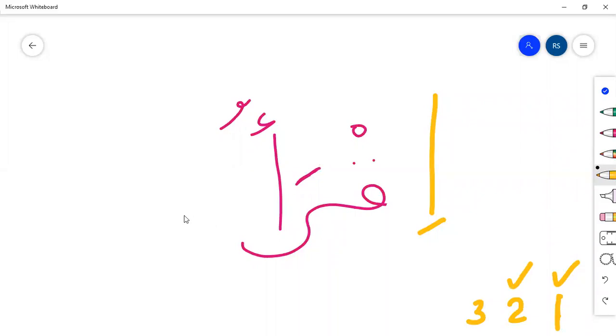Next, third step. I don't know the third step. We remove the last vowel and replace it with the sukoon, okay? Yes. Thank you. These are the three steps that we use to convert a present tense into imperative mode.